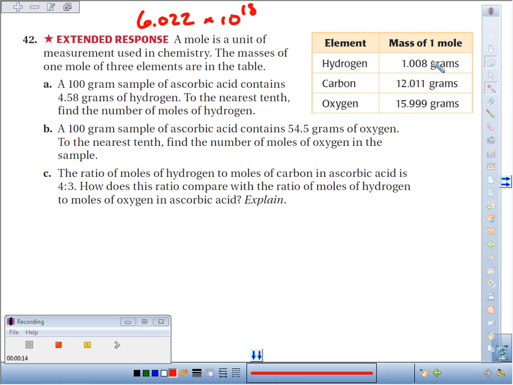they'd weigh. 6 bajillion atoms of hydrogen weighs this much. 6 bajillion atoms of carbon weighs this much, and so forth. So we're going to use this table.